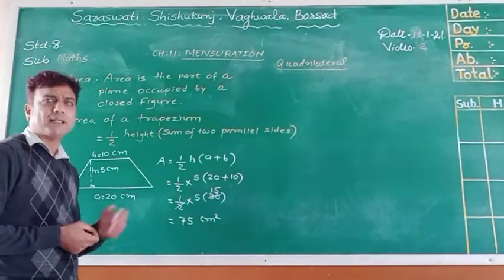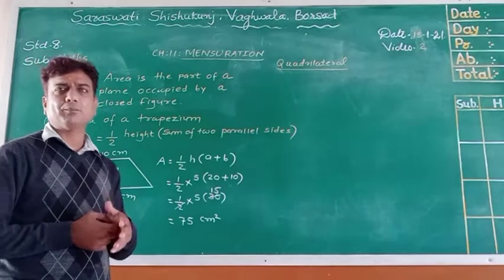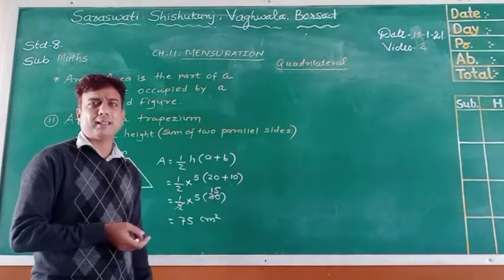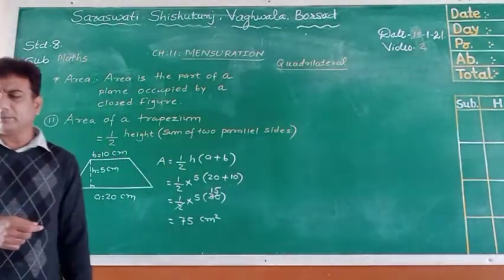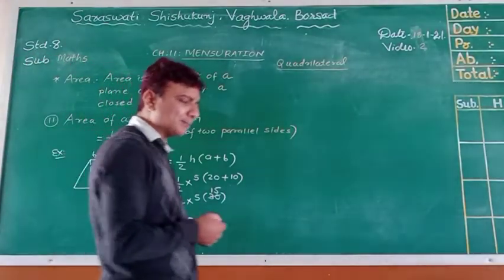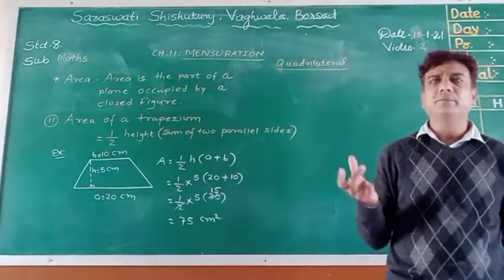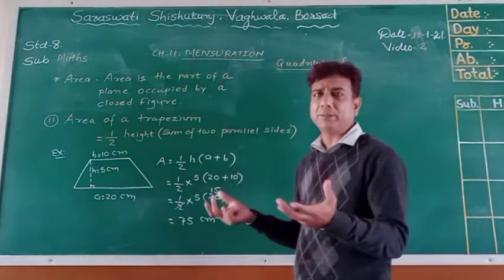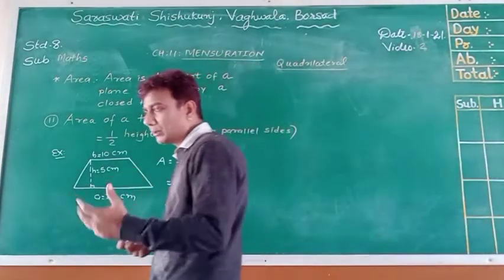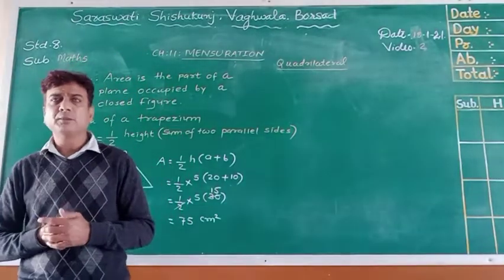H means height, and A and B are both parallel sides. So here we completed our 2D formulas. Now, if a 3D figure is given and we want to find its area, volume, and diameter, how can we find those? We will learn that next week.